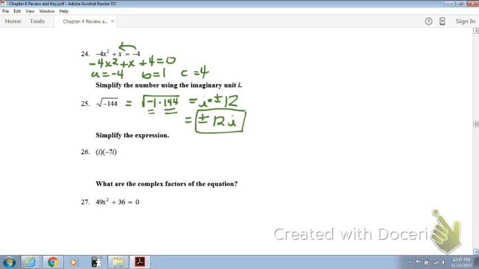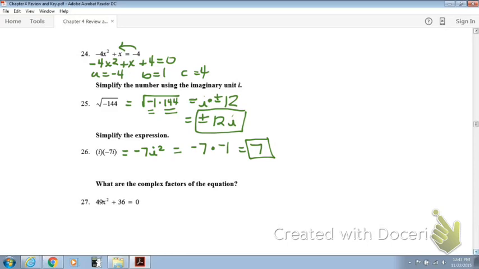26, to simplify, we're going to treat this just like exponents, so I have i times negative 7i, that's negative 7i squared. But what we found out is i squared is a real number, which is equal to negative 1, so that's really negative 7 times negative 1, so we have a solution of 7 is the product.